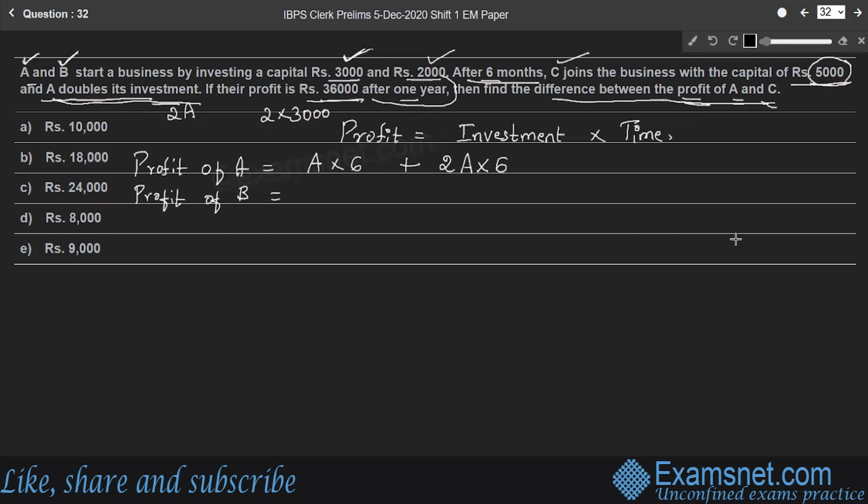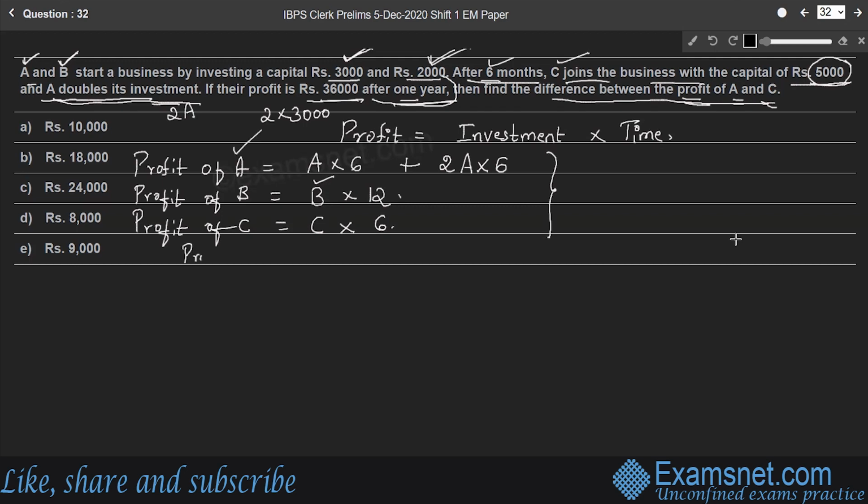Profit of B becomes, so in the whole year, B has invested 2,000 rupees. So here the time is 12 months. Investment of B into 12 months, right? Whereas profit of C becomes, so C joins the business after 6 months, right? Therefore, his investment into time is only 6 months, right? Therefore, let us find the ratio of their profit.